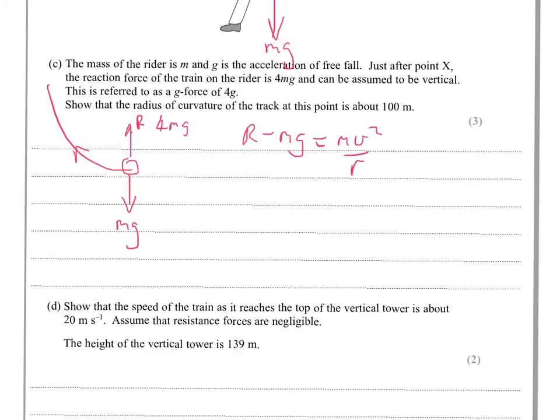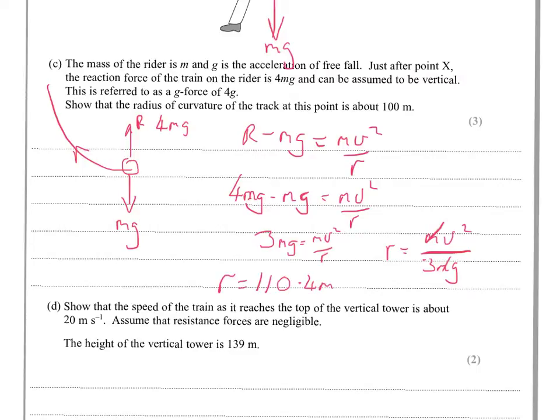So we write resultant force towards the centre equals mv squared over r, which is the amount of force required towards the centre to make it move in a circle. So 4mg minus mg equals mv squared over r. So 3mg equals mv squared over r. Rearranging that, we get that r is mv squared over 3mg, and the m's cancel, so it's v squared over 3g, and so that gives you an r of 110.4 meters.